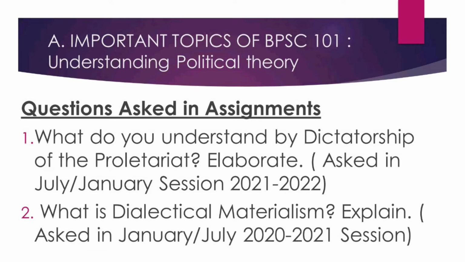Questions which were asked in the assignment question paper from this portion are: first one is what do you understand by dictatorship of proletariat? Elaborate. It is asked in the July or January session of 2021 to 2022. And the second question which was asked from this topic is what is dialectical materialism? Explain. And it is asked in the January or July 2021 session.